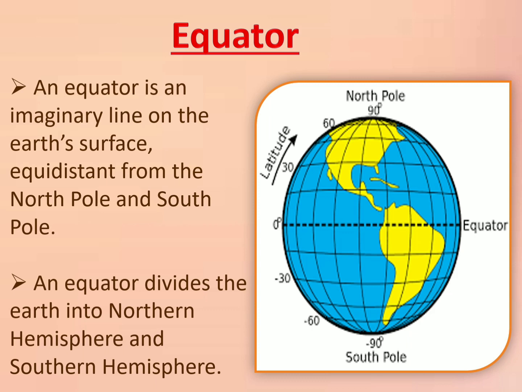An equator divides the Earth into northern hemisphere and southern hemisphere, 2 parts. You can see that because of this equator, there are two separate parts, that is the northern part and the southern part.